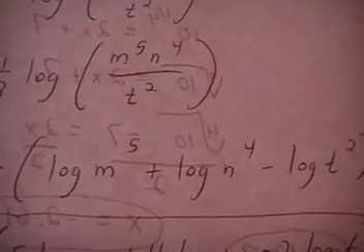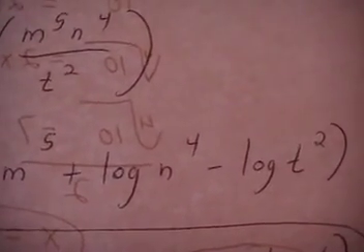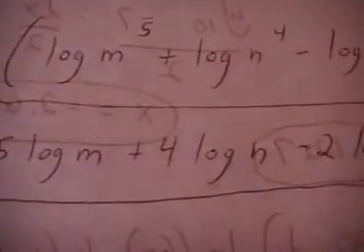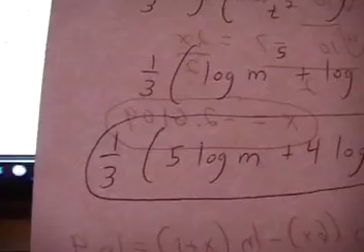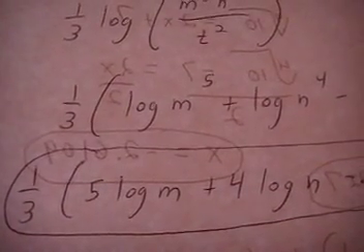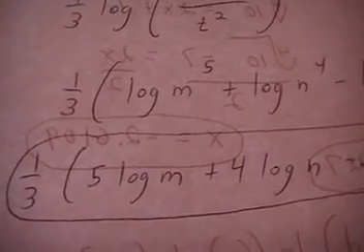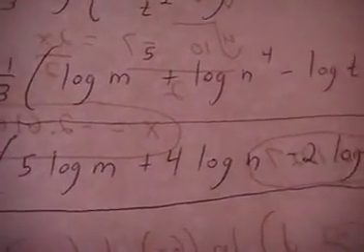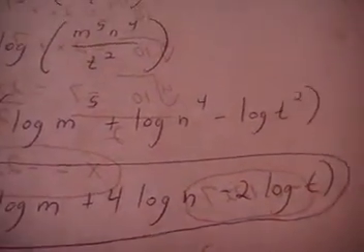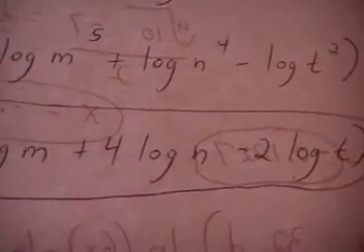Then just one last step here, because all these log expressions still have exponents, we can use that third property of logs and slide the exponents down. So first you have a 1/3, then a parenthesis, then the log of m to the 5th can be 5 log m, where the 5 comes down and gets multiplied in front. Plus log n to the 4th, that can be plus 4 log n. Minus log t squared, that can be minus 2 log t.